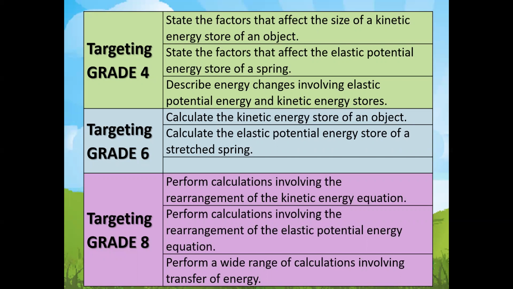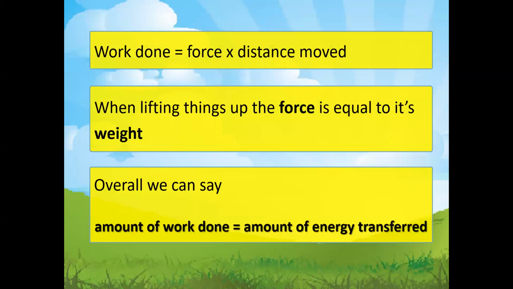If you're aiming at grade 6, you should be able to calculate kinetic energy stores of an object and also be able to calculate elastic potential energy stores of an object. If you want to be at grade 8, then you should be able to make the subject of the formula of the gravitational potential energy and then the elastic potential energy. Basically, you should be able to find the velocity from the kinetic energy, or you should be able to find the extension of the elastic potential energy. To do this is quite involving, so that is for grade 8.